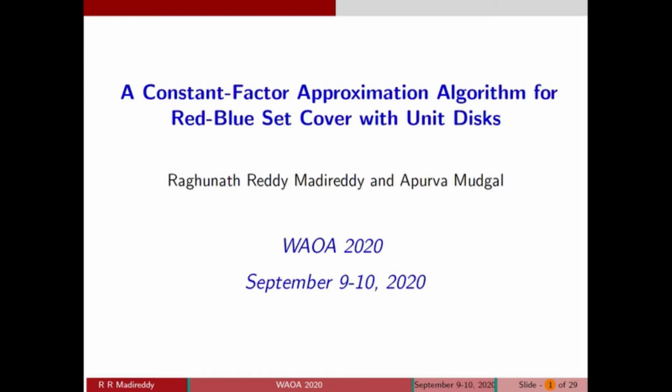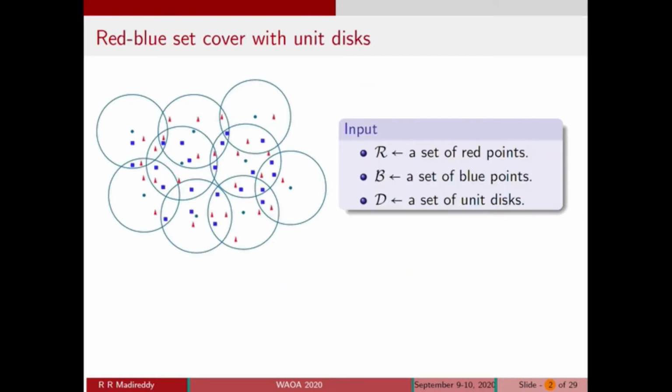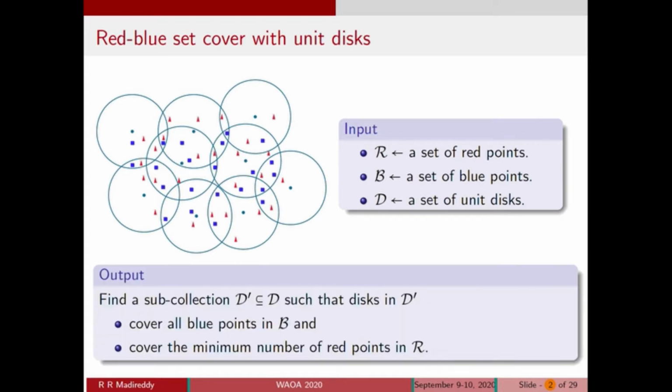Let's look into the definition of the problem, Red Blue Set Cover with Unit Disks. In this problem, we are given two sets of points. Say R is a set of red points and B is a set of blue points. And we are also given a set of unit disks D. The goal is to find a sub-collection D prime, a subset of D, such that the disks in D prime cover all blue points in B and cover the minimum number of red points in R.